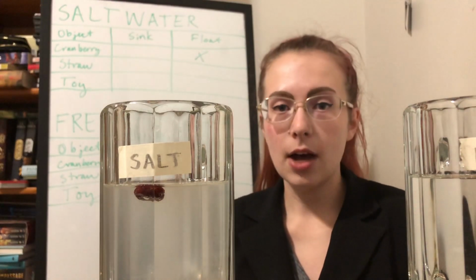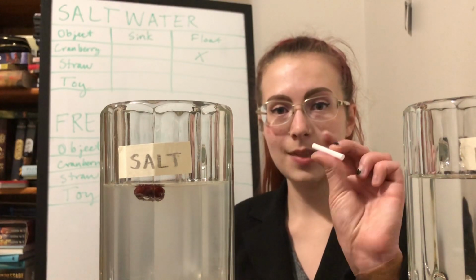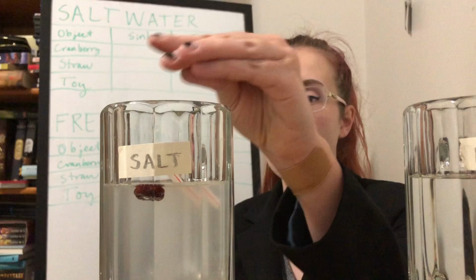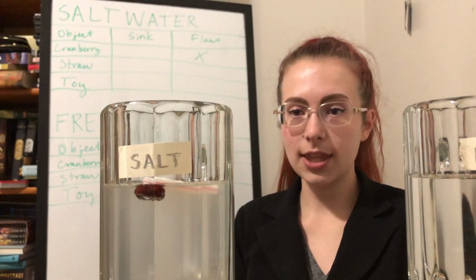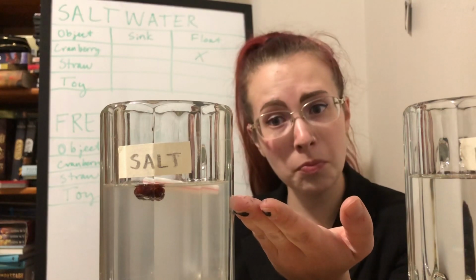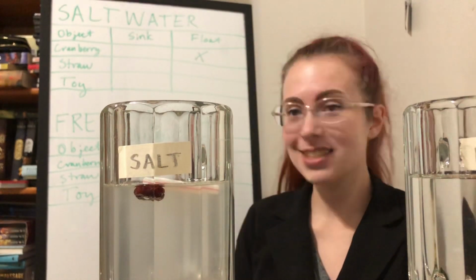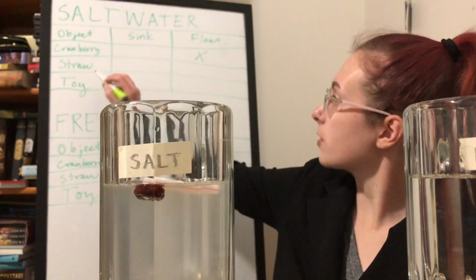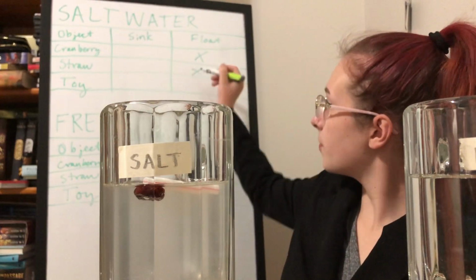All right, now we're going to test out the salt water. Here's our straw. We'll drop it in. Look at that. Is that sinking or floating? It's floating. Good job, guys. Turn to our graph, go to the straw, and we'll mark off float.